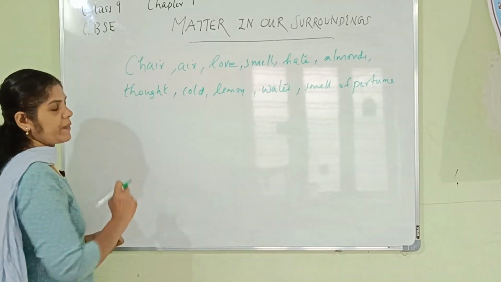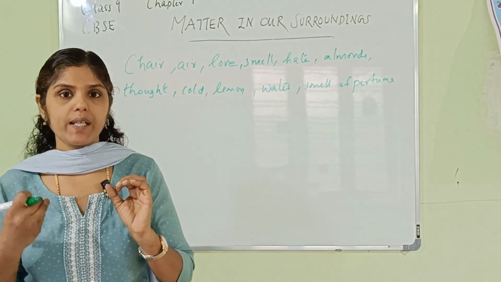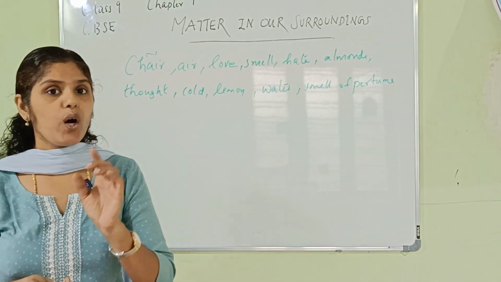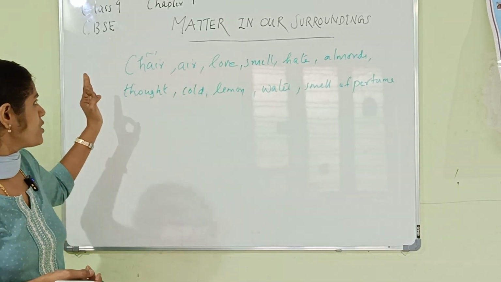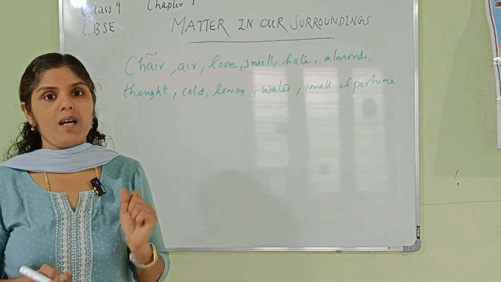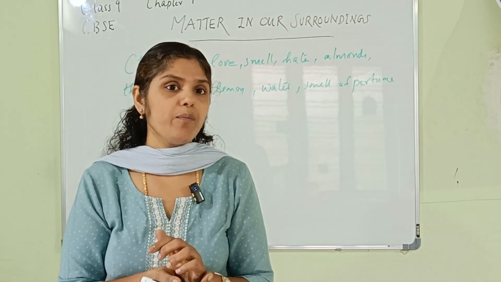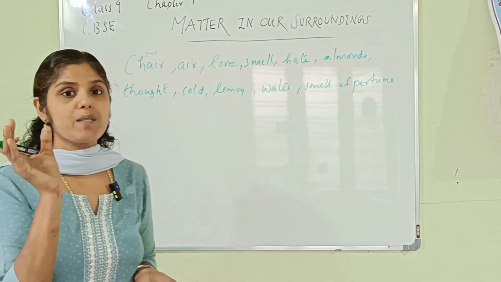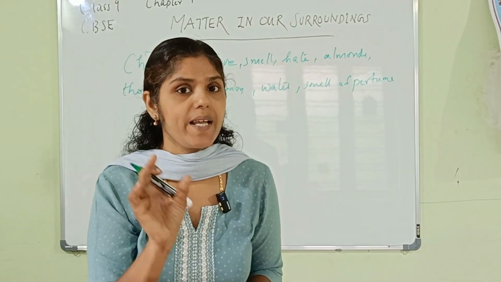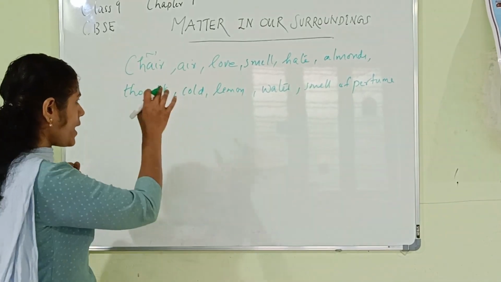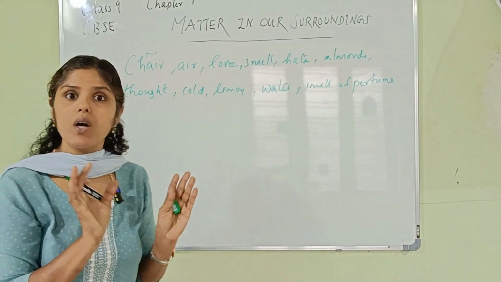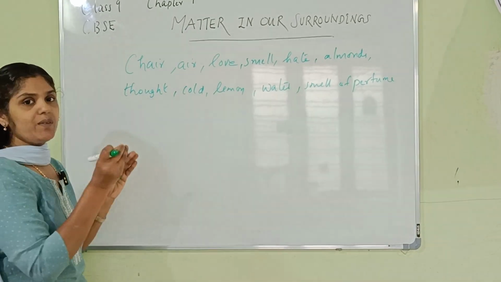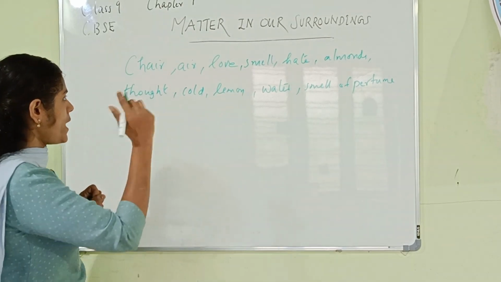First one, chair. Chair is a matter. It is made up of particles. It exists in solid form. Why can we distinguish chair as a matter? Because matter is anything that occupies space and has mass or volume. Here, chair occupies space and has mass or volume. So it can be considered as matter, which exists in solid form.